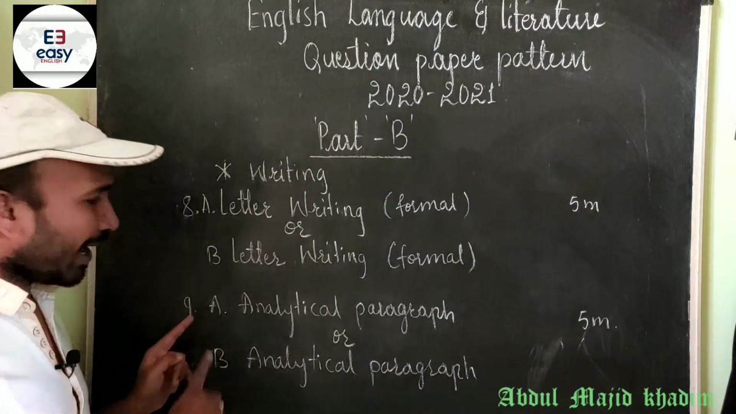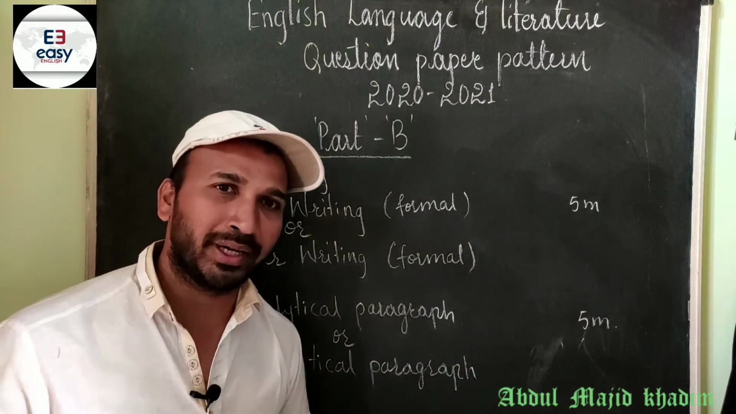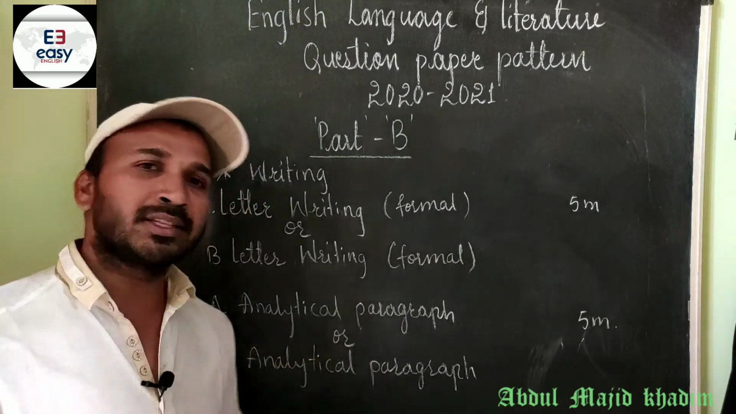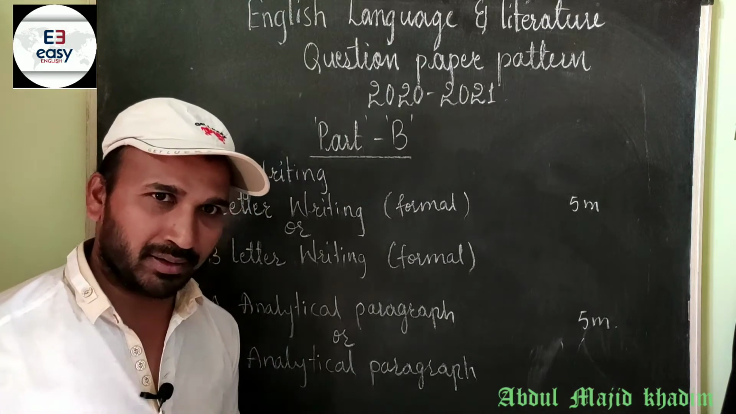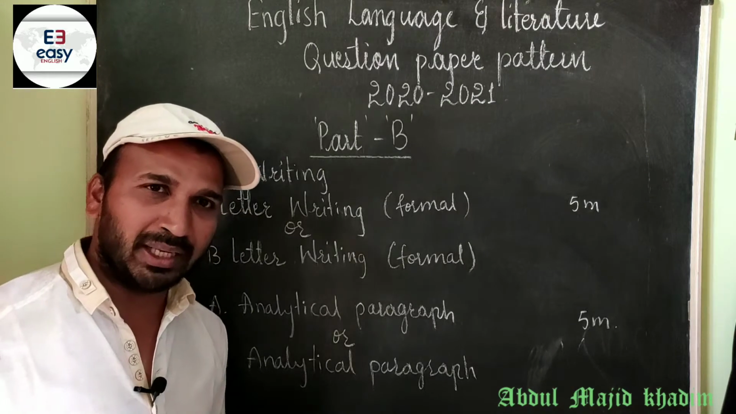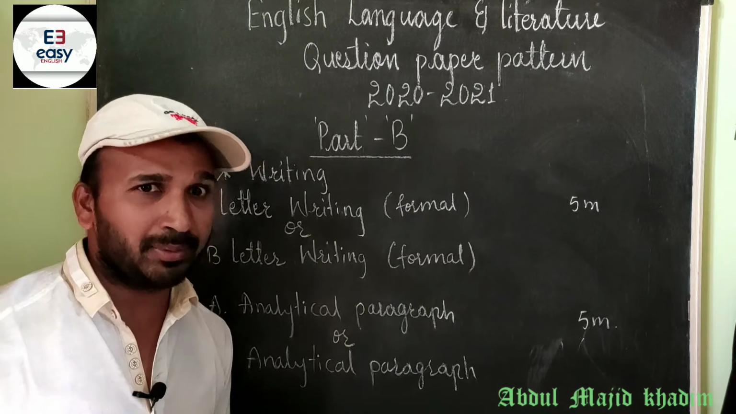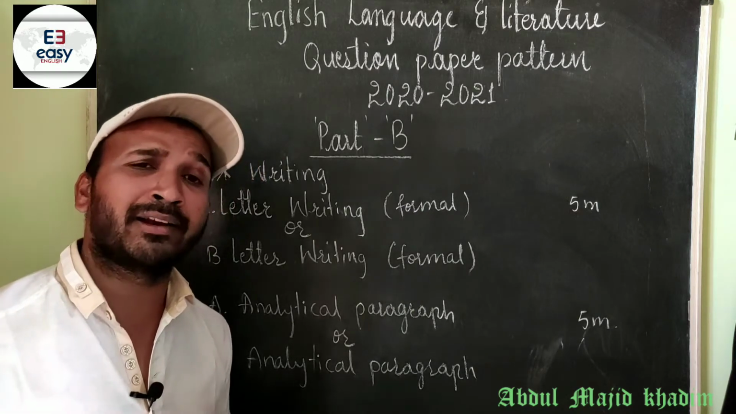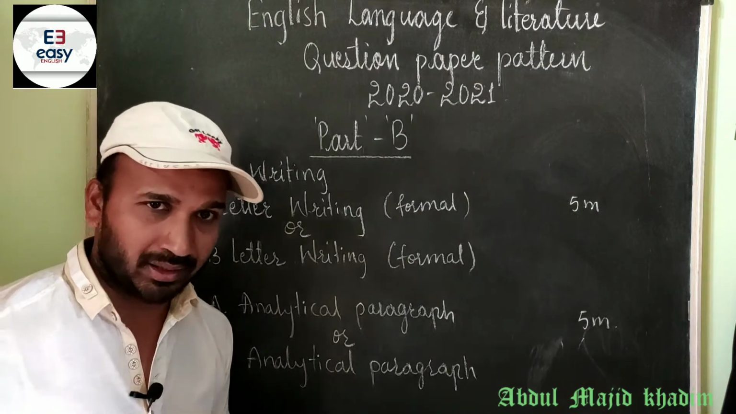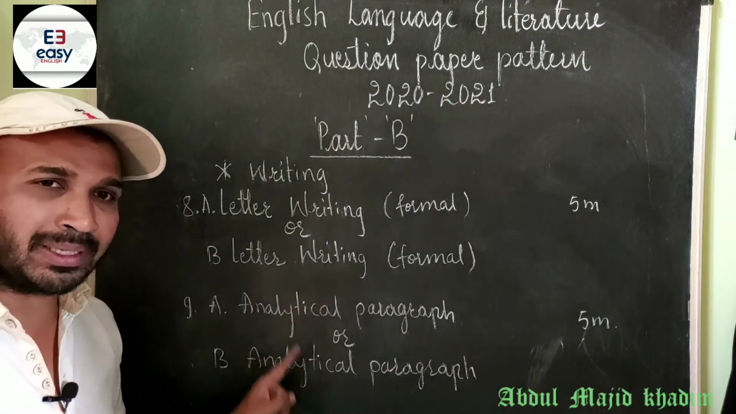After that, analytical paragraph writing. I have already uploaded a video on how to write an analytical paragraph. If you don't know how to write one, you can go through that video. A chart, pie graph, bar graph or line graph will be given, or some clues or data will be given. On that basis you have to write an analytical paragraph, which will carry only 5 marks. So these 2 will be given.